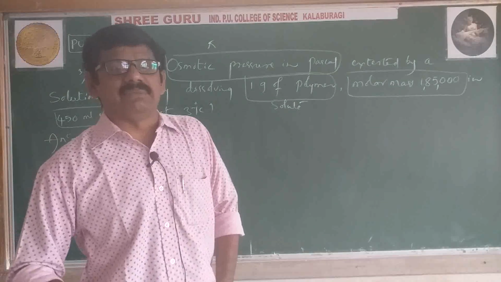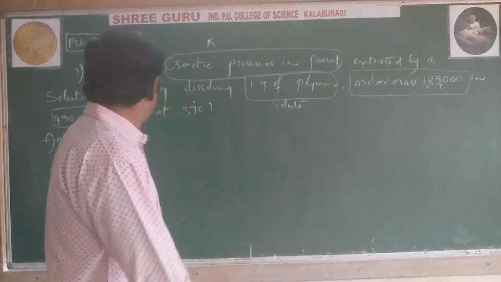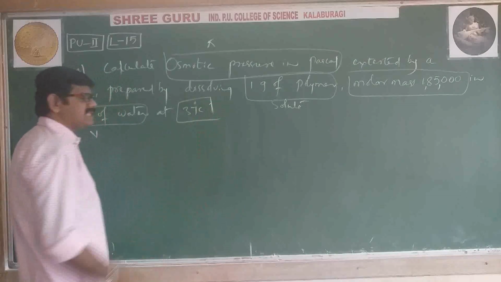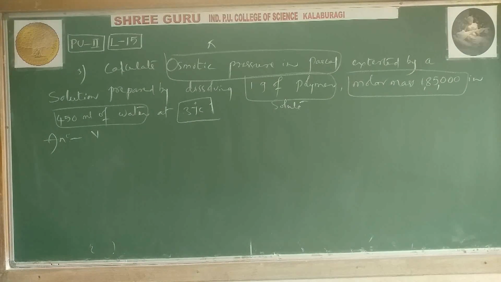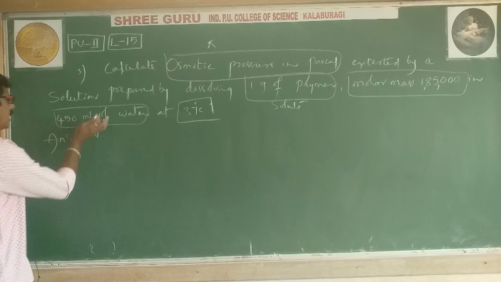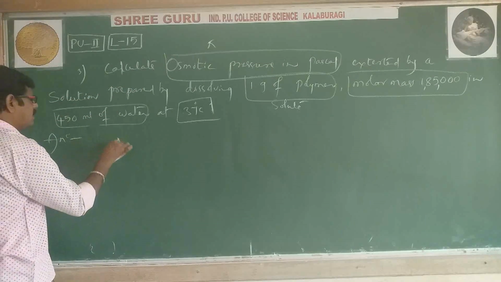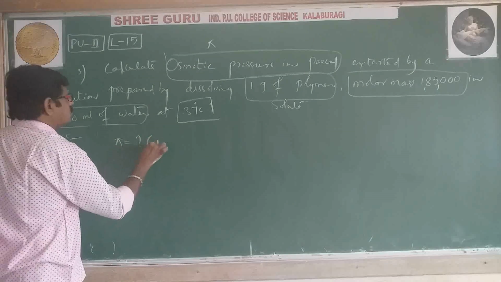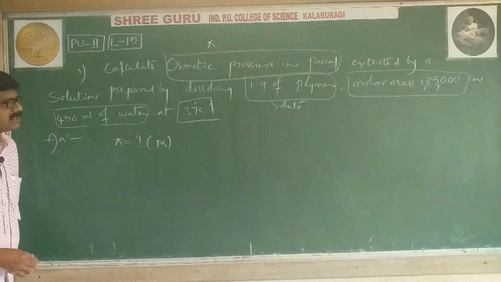Again we have to convert milliliters into liters. Next, temperature given is 37 degrees centigrade. What we have to calculate? Osmotic pressure we have to calculate. Let's see then how to calculate osmotic pressure. Right, pi is question mark, that too we have to calculate in Pascal only.